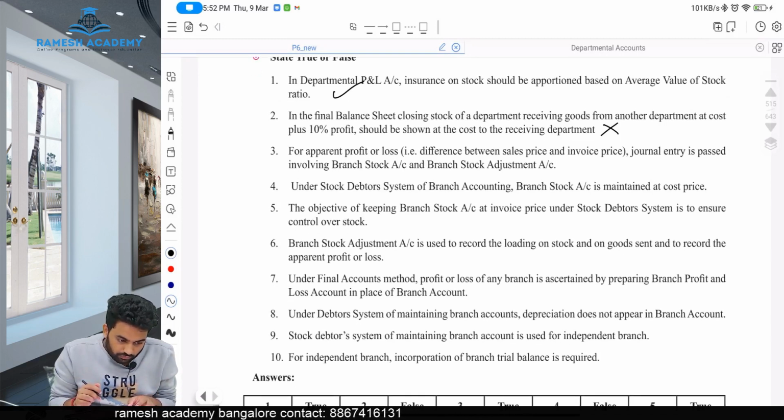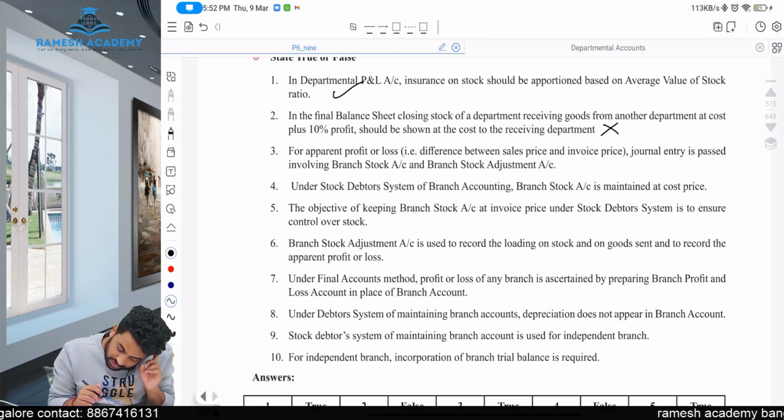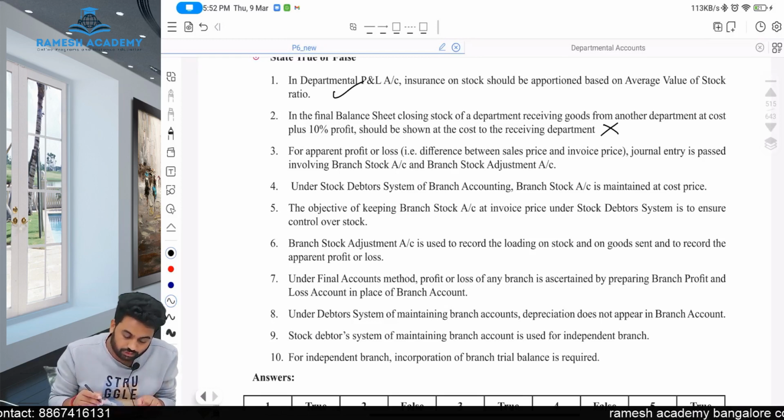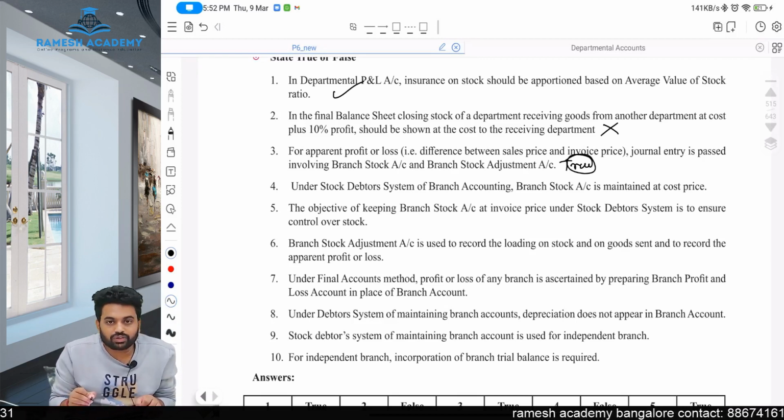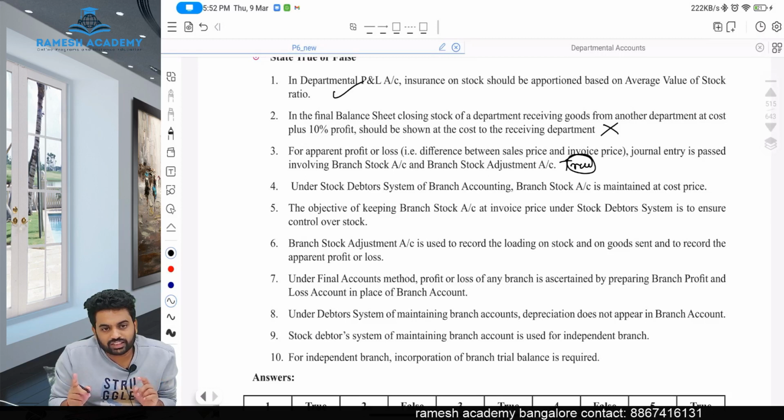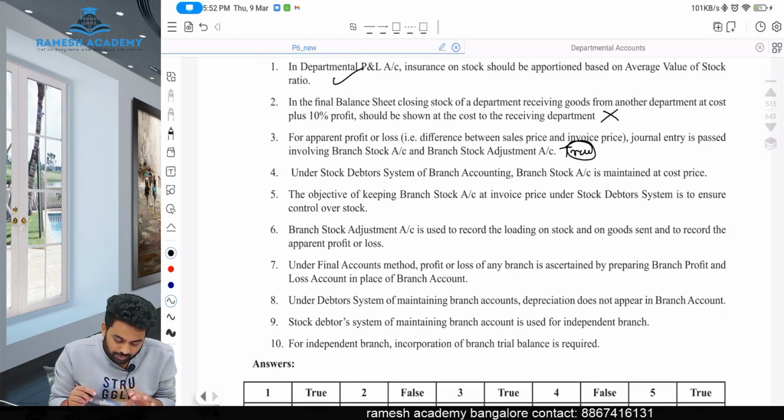Third one, for an apparent profit or loss, that is the difference between a sale price and an invoice price in a stock and debtor method, the journal entry passed involves the branch stock account and the branch stock adjustment account. True, because that is where you are going to transfer the stock balance into the branch stock adjustment account, if you remember.